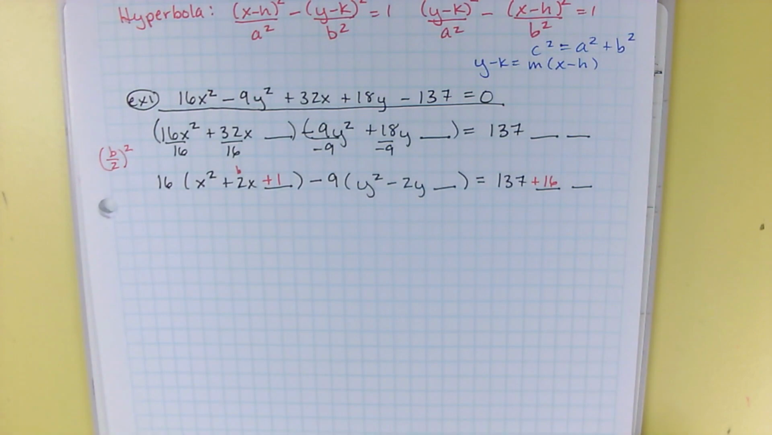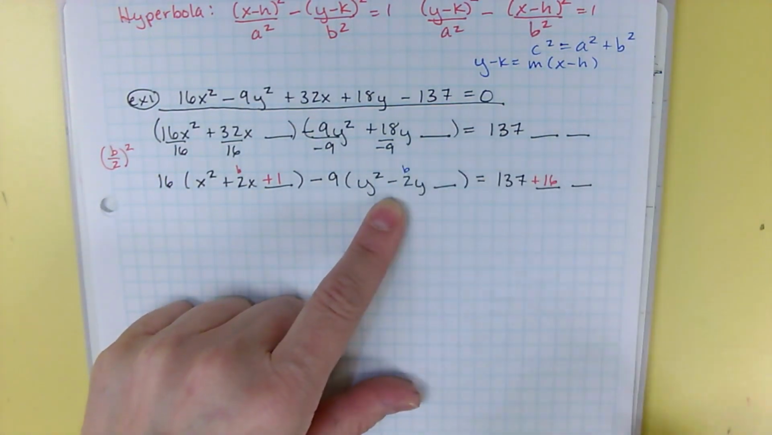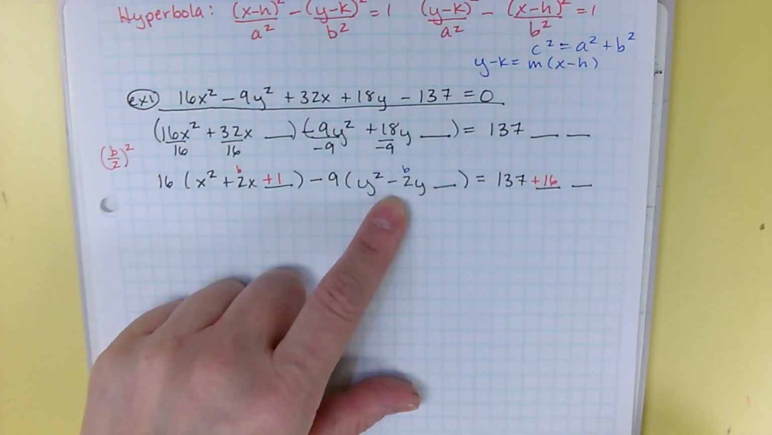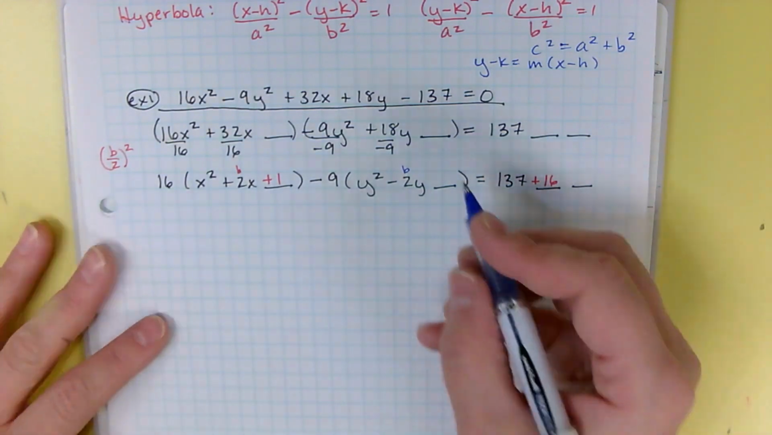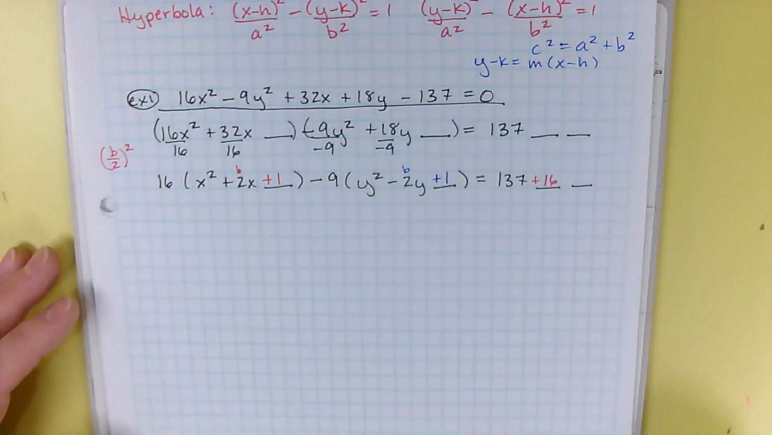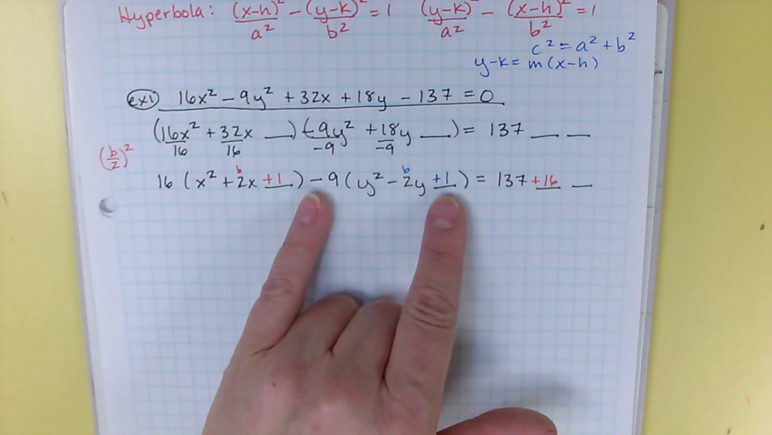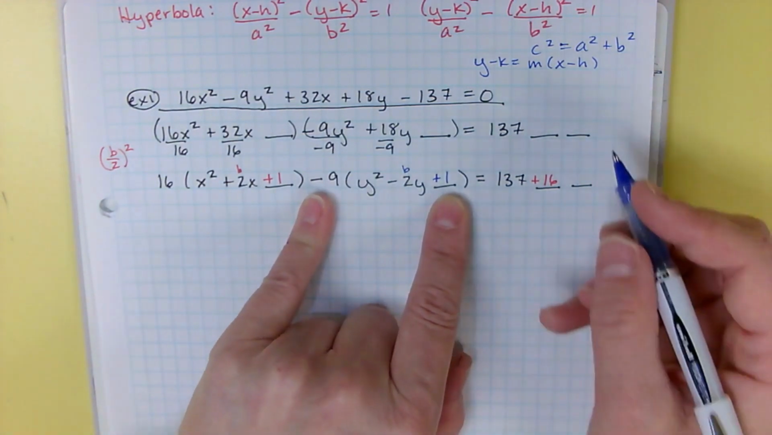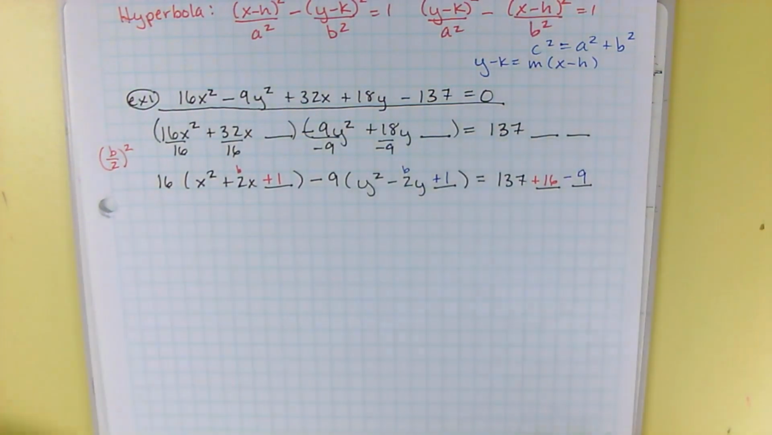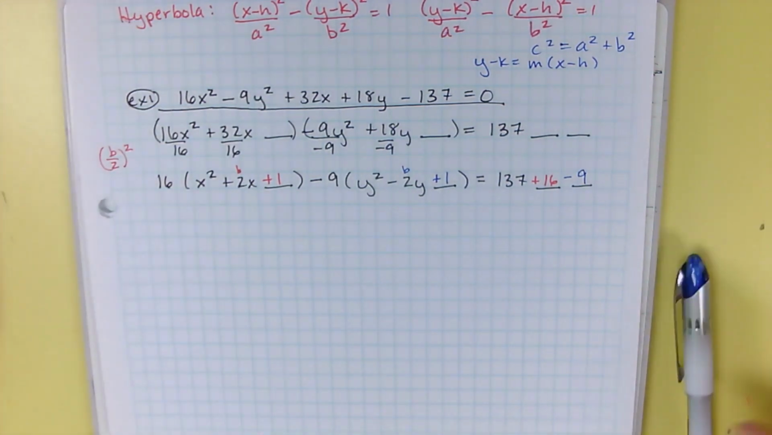Okay, doing the same thing with the y. The b value is -2. -2 divided by 2 is -1. Squared is +1, so we're going to add 1. And then to balance it, we just added -9 times 1, so we're going to subtract 9 on the right-hand side.